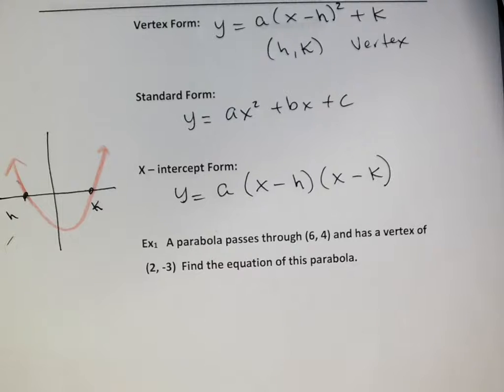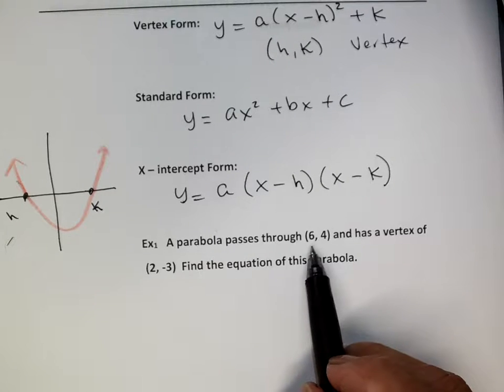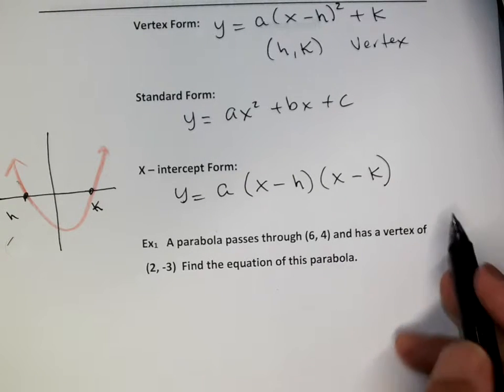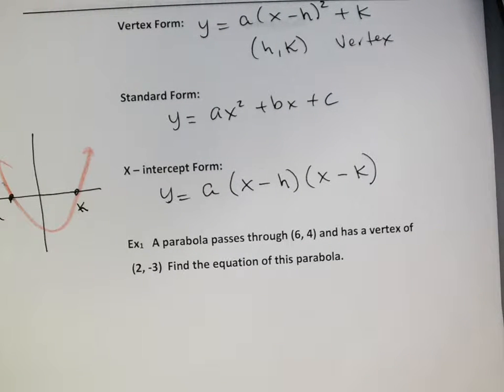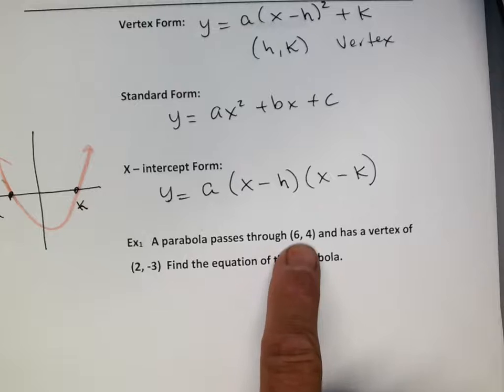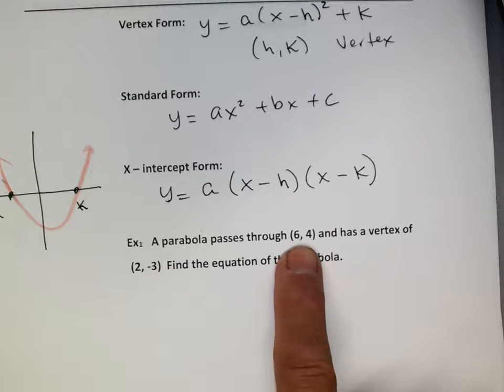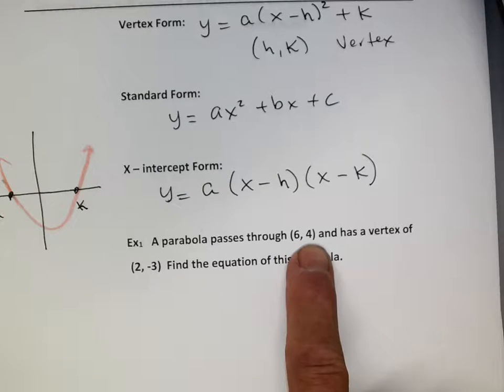Example 1: a parabola passes through the point (6, 4) and has a vertex of (2, negative 3). Okay, so we want to find the equation. Doesn't seem like a whole lot of information, does it? But let's pick this apart. A parabola passes through (6, 4). So that's some x and some y value. I know somewhere along the curve it's got a value at 6 and 4. Those are x and y values, right?